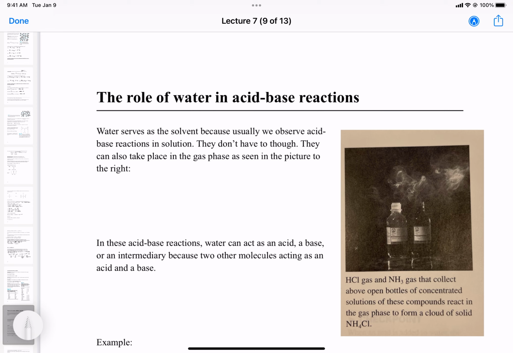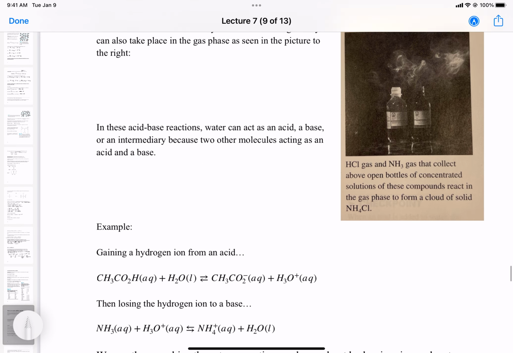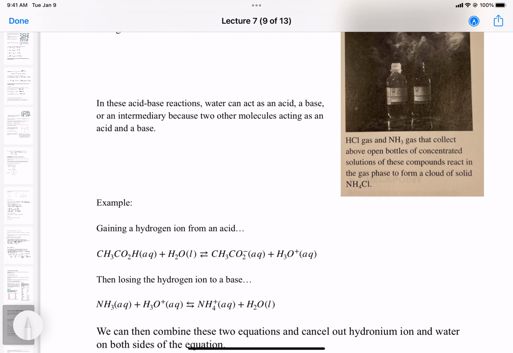So in acid-base reactions, water can be seen as both an acid and a base. We've seen it go to hydronium ion, and we've also seen it go to hydroxide. So in this case, we say water is amphoteric. It can act as an acid or a base. Here's an example: a hydrogen ion being donated to water. The water gains the hydrogen ion from an acid and becomes H3O+, so it's acting as a base.